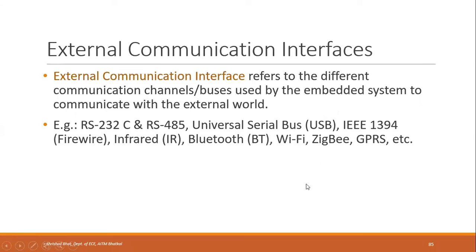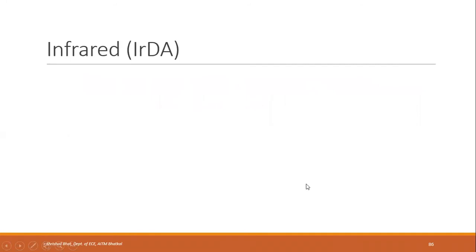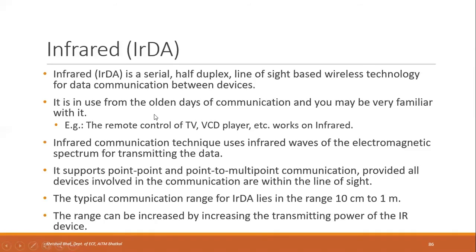So the first thing that we have in external communication interface is infrared. In short, we call that IR or IRDA. It stands for Infrared Data Association. IRDA or infrared is a serial, half duplex, line of sight based wireless technology for data communication between devices. So it is a wireless thing. Unlike the other things we have seen, there is no physical connection between the sender and the receiver.